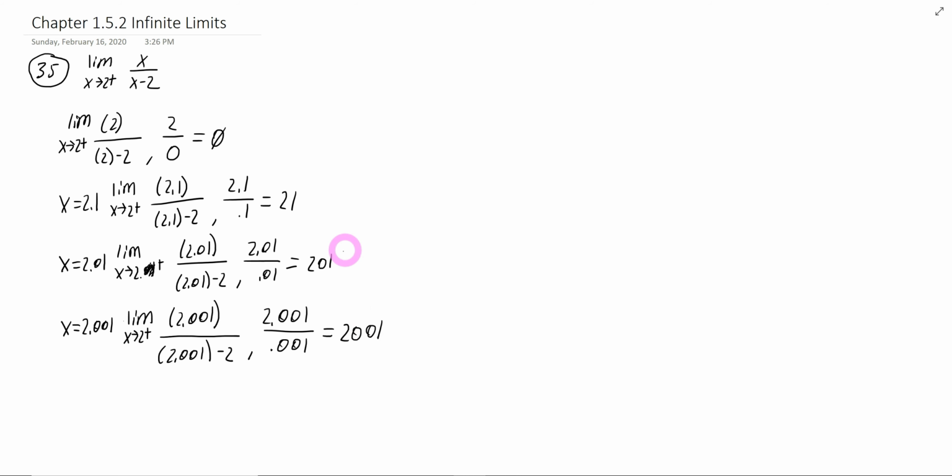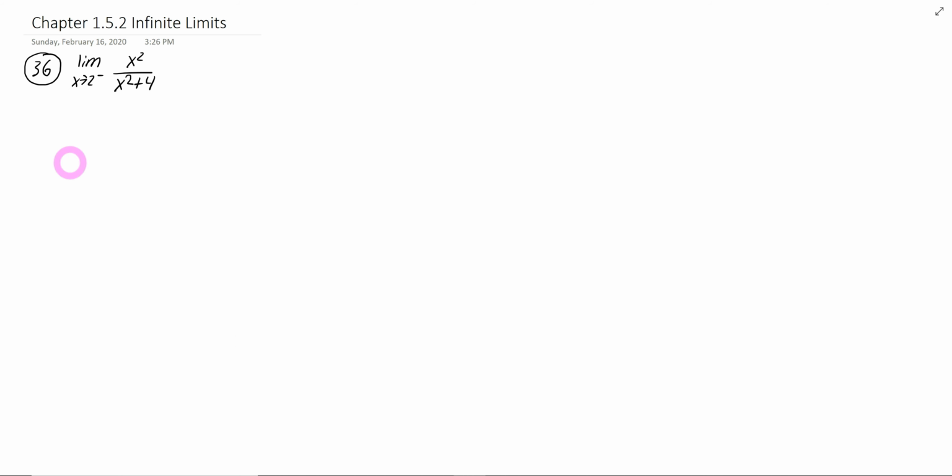We went from 21 to 201 to 2001, and as a result it looks like we're increasing without bound. So what we can say here is that this limit as x goes to 2 from the right of x over x minus 2 is in fact going to end up with a result of infinity, because we're, simply put, increasing without bound. Alright, so here we go.